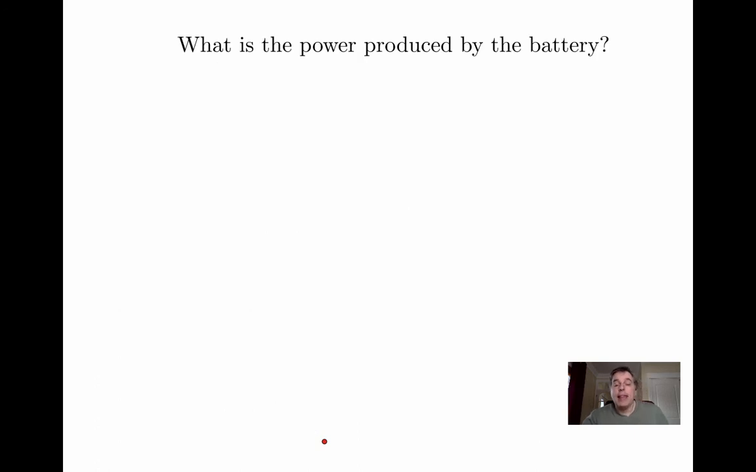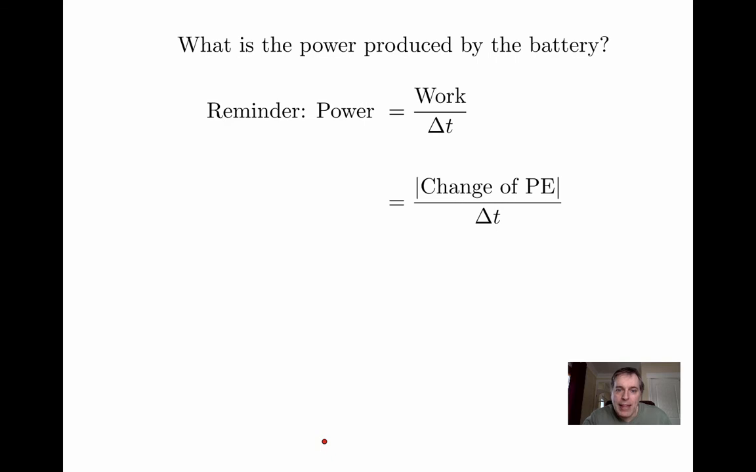Okay, now we can ask a different question. What is the power produced by the battery? Again, a quick reminder about mechanics. How is power defined? The power produced by some source of energy is the work done by the source divided by how long it took to provide that work. In principle, power can be positive or negative, because work can be positive or negative. By convention here in circuits, we're going to work only with positive powers.